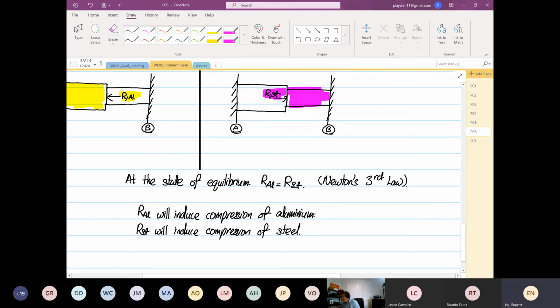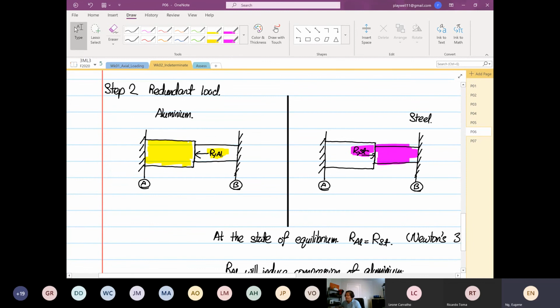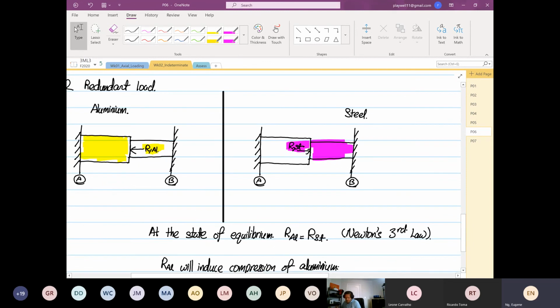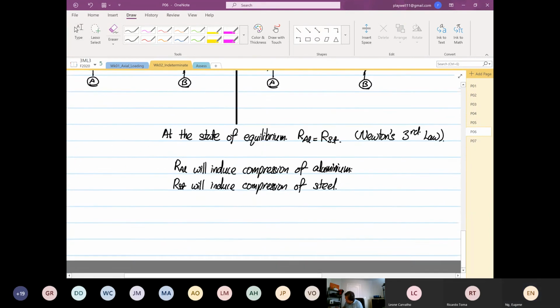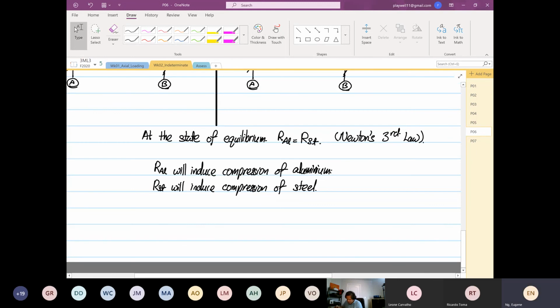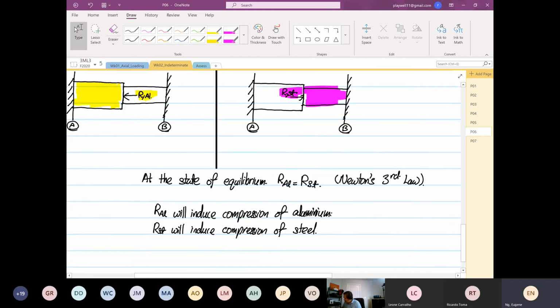Okay, but both will induce what? Compression. Okay, so focus. If you look at the aluminum, it induces compression. You focus on the steel, you also induce what? Compression. Okay, so for this case, I'm going to write out. So what are we going to calculate now?